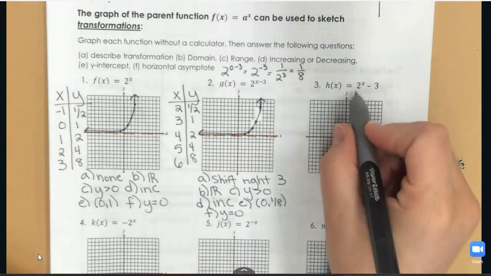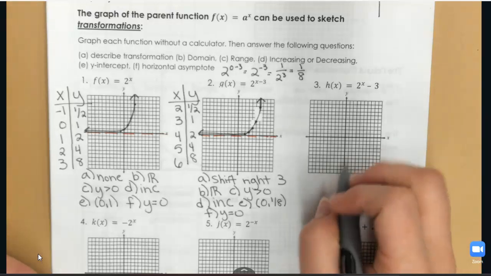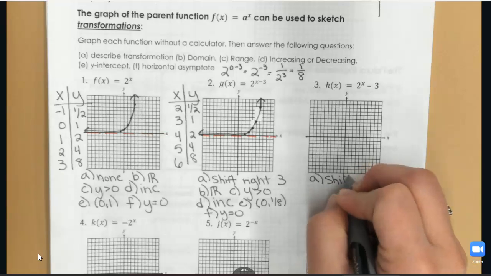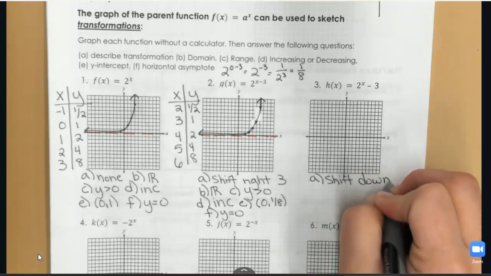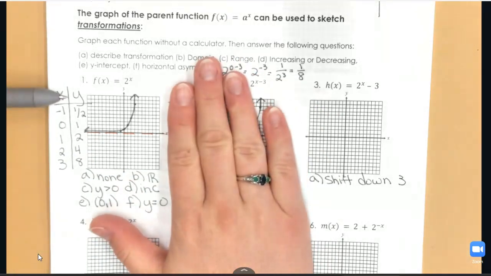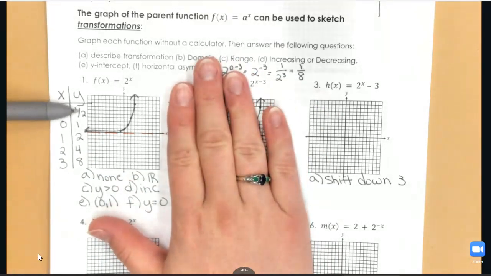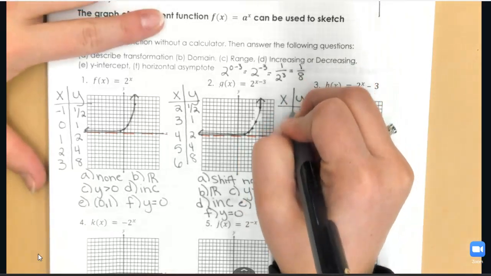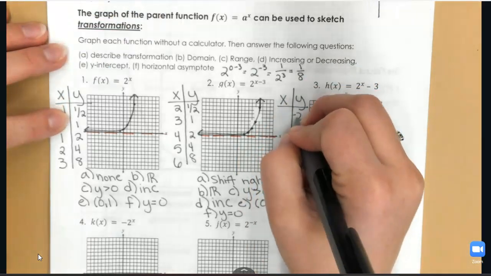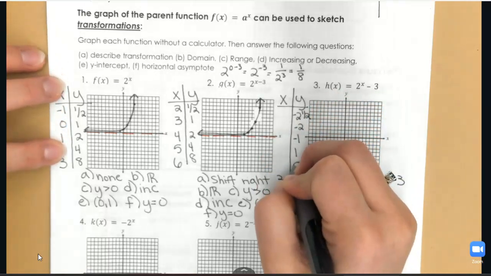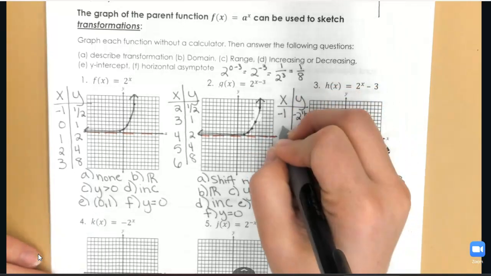Okay, moving on to 3, I have 2 to the x, minus 3. That is now no longer part of the exponent, so that means that we are shifting down 3. So I'm going to refer to my original table, not the one from part 2, but on my original table, shifting down 3 means that my y values are going to change, and they are each going to decrease by 3. So I'm going to set up a new table and subtract 3 from each y value. And then my x values will remain the same.